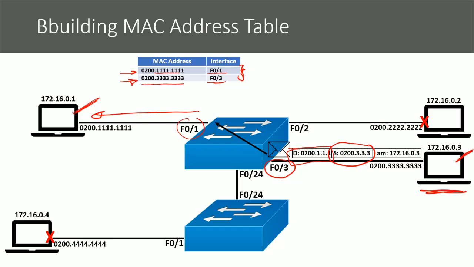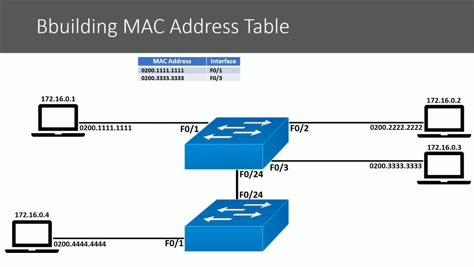Now let's assume this device here wants to communicate with this device here. So this device with the IP address 172.16.0.2 wants to communicate with this device here, which has the IP address 172.16.0.4. This device has no idea what is the MAC address for 172.16.0.4, and in this case it will use ARP messaging to find the MAC address for this IP address.